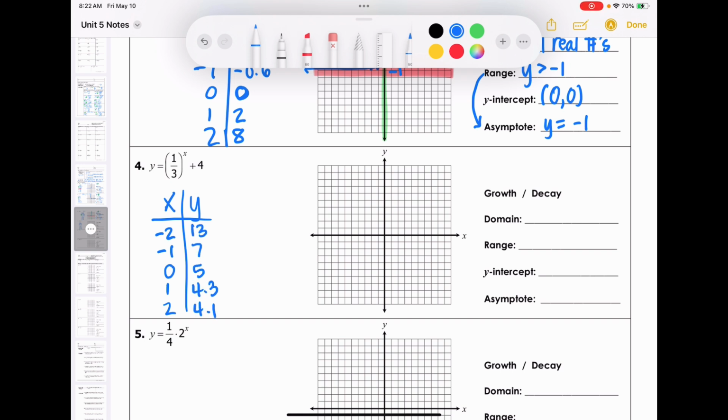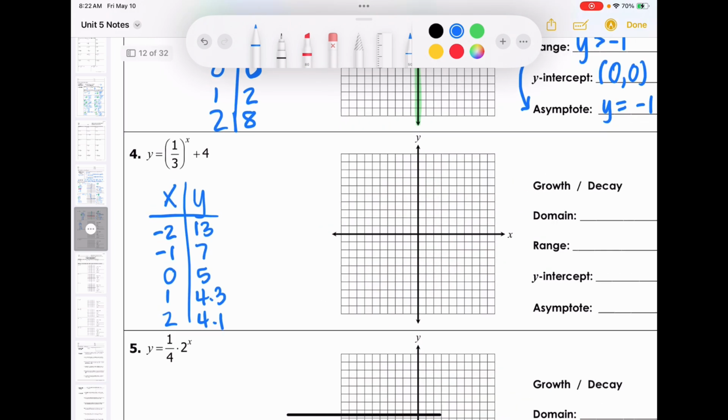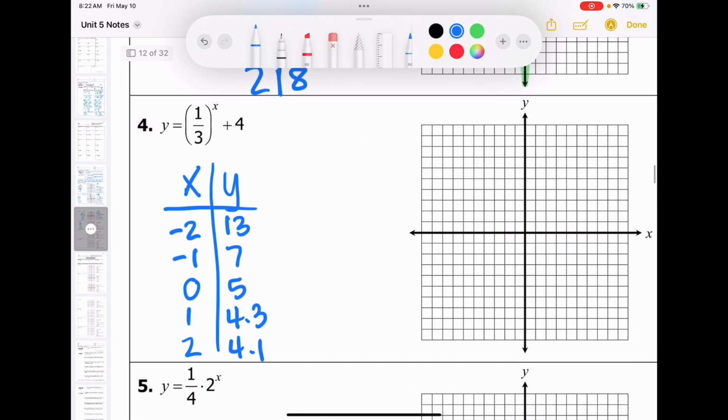All right, check your table with what I have. And now we're going to graph it. So our first point is -2, 13. We are not able to graph that point because our graph doesn't go up to 13. It stops at 10. So we skip that point and we go to the next one.